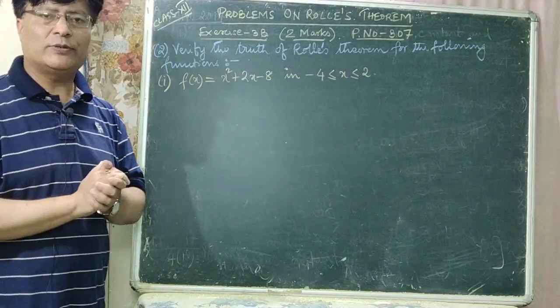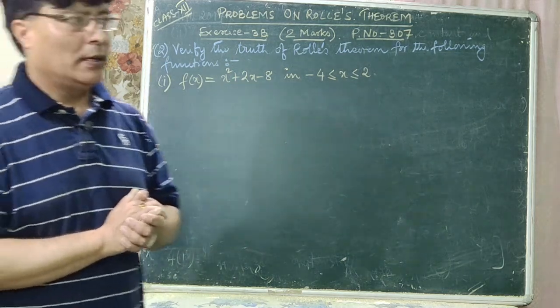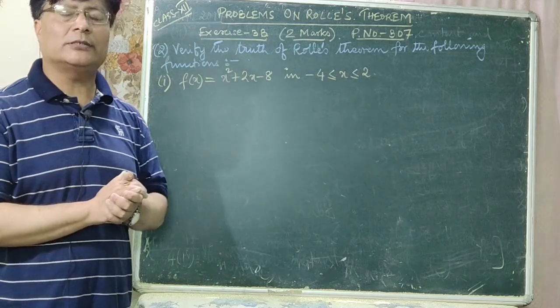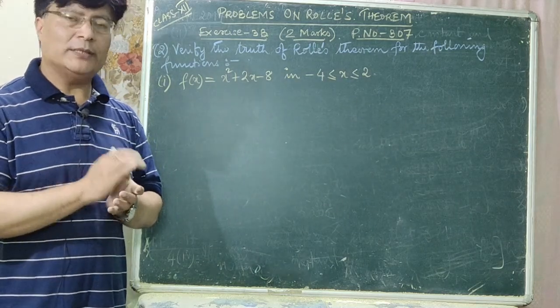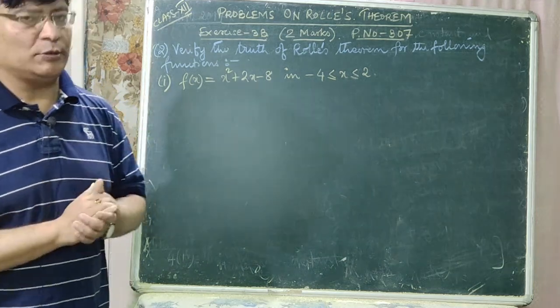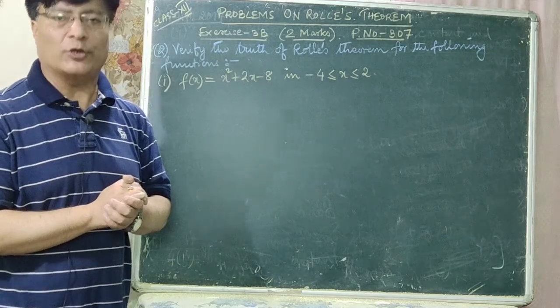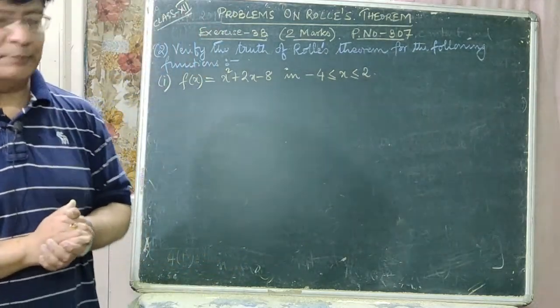So today I am doing class for class 12 science, and in the last online class we did Rolle's theorem and Lagrange's mean value theorem. So in that online class we did only the theory portion. So today we'll do problems on Rolle's theorem. So how will you do problems on Rolle's theorem?